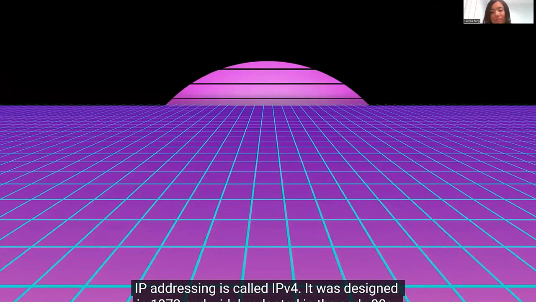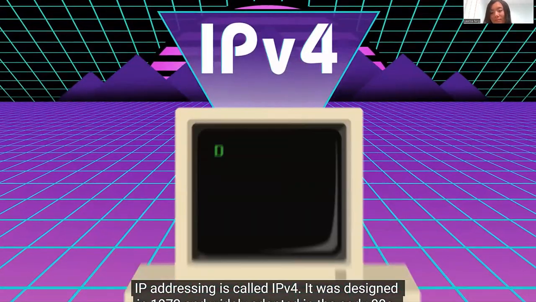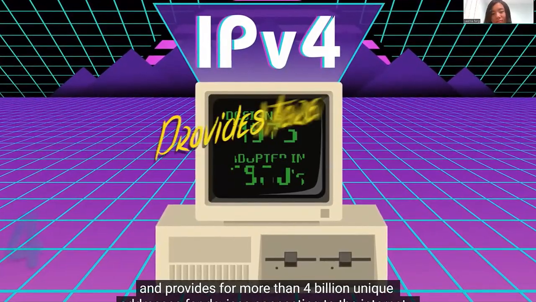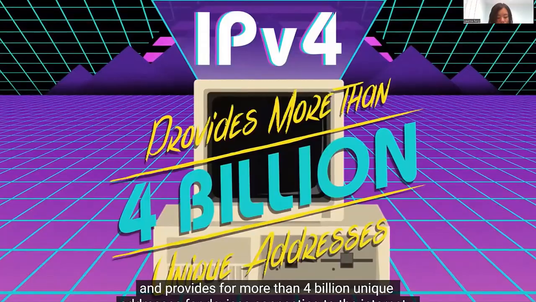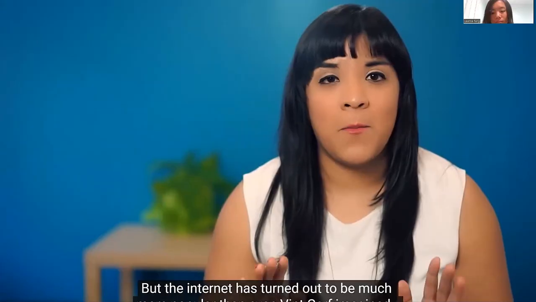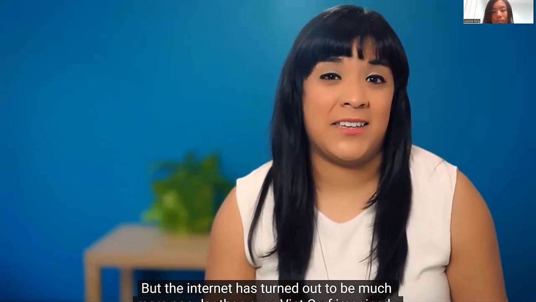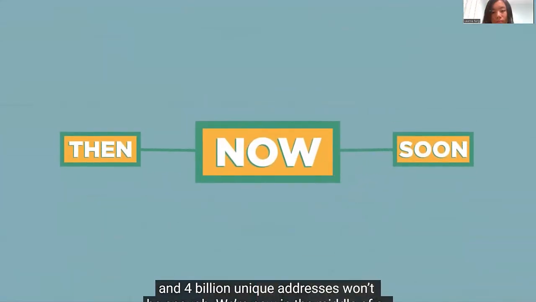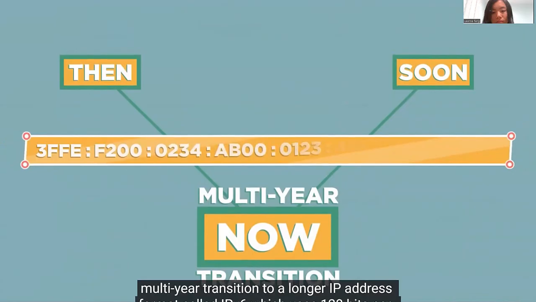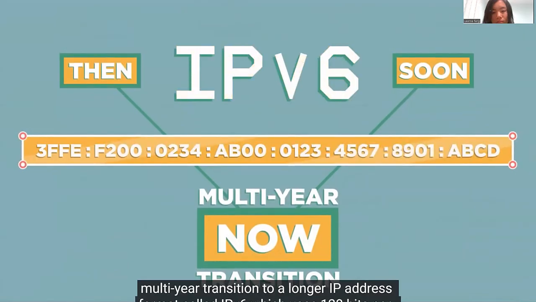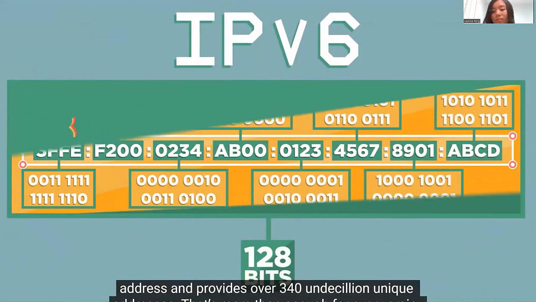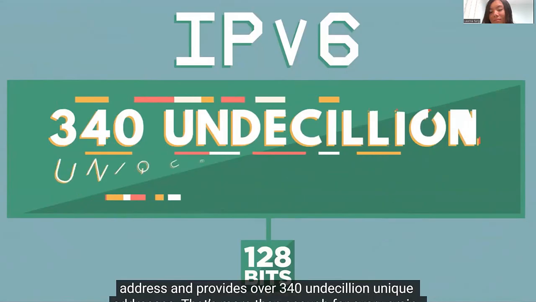This version of IP addressing is called IPv4. It was designed in 1973 and widely adopted in the early 80s, and provides for more than 4 billion unique addresses for devices connecting to the internet. But the internet has turned out to be much more popular than even Vint Cerf imagined, and 4 billion unique addresses won't be enough. We're now in the middle of a multi-year transition to a longer IP address format called IPv6, which uses 128 bits per address and provides over 340 undecillion unique addresses.